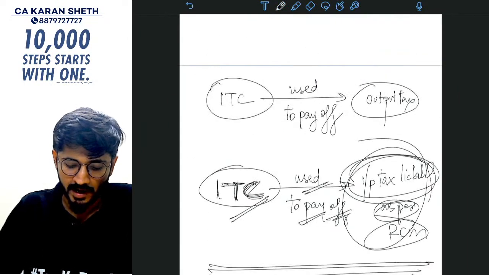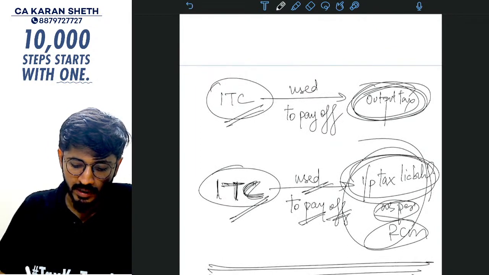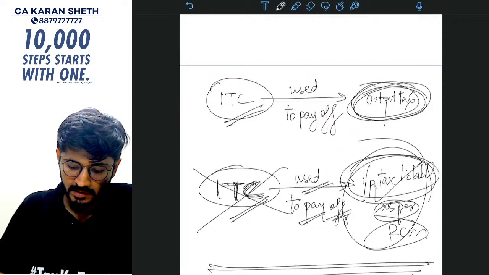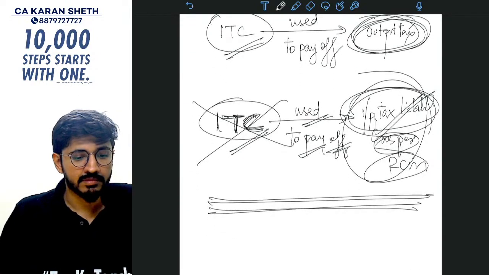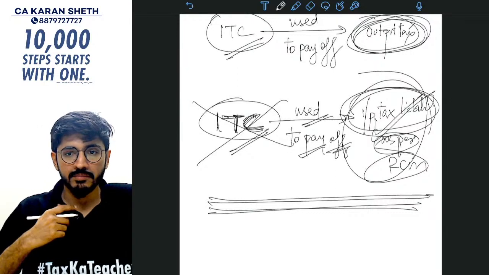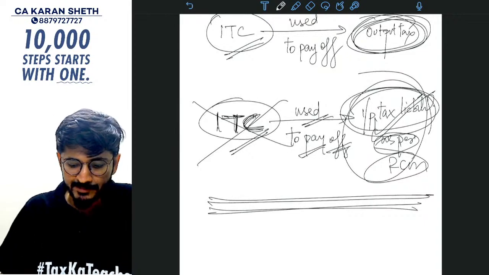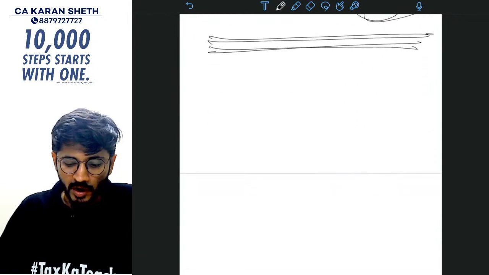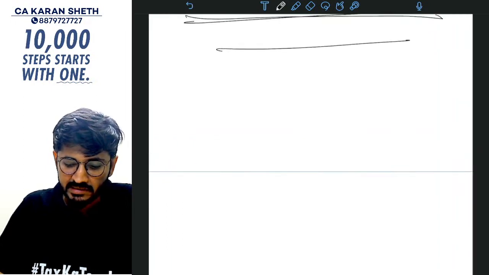You can use ITC only to pay off output tax. You cannot use ITC to pay off input tax liability as per RCM. Does that make sense? Yes, absolutely. So understand how this works.